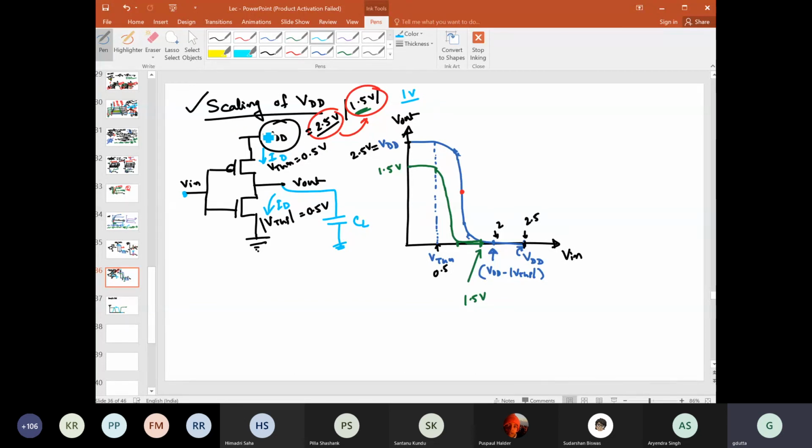be as low as possible, and that is also true in terms of technology scaling, because with technology scaling, not only do the device dimensions have to be reduced, but your supply voltage also has to be reduced. We will see why the supply voltage also has to be reduced.